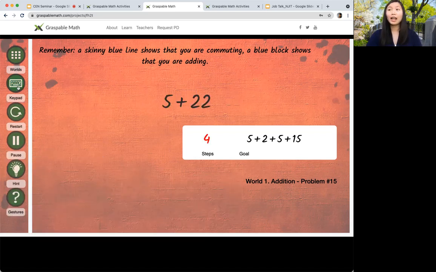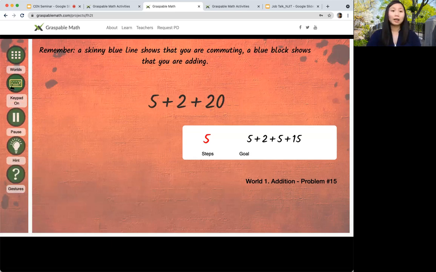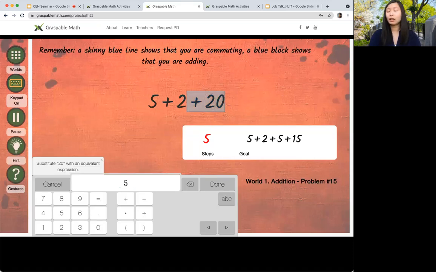And notice that every action that I make adds a number to the step counter. This helps students be aware of how many steps they are taking to solve the problem, and helps them become more aware of their strategy efficiency and try to improve their efficiency in problem solving.